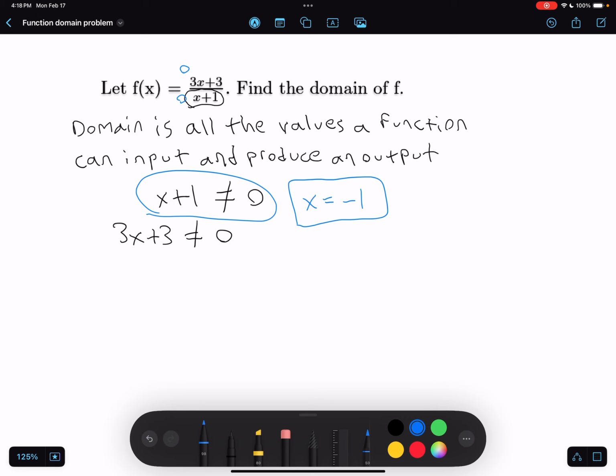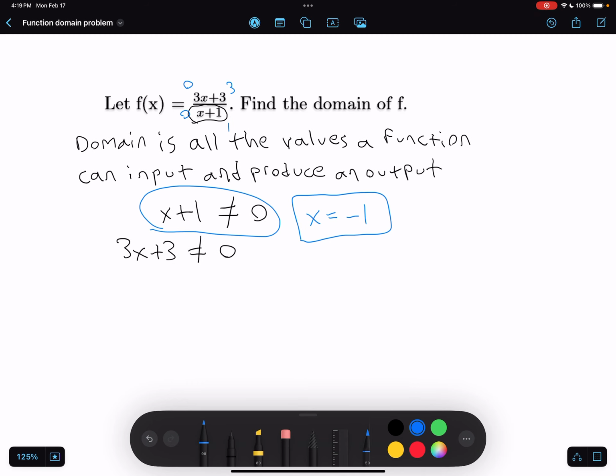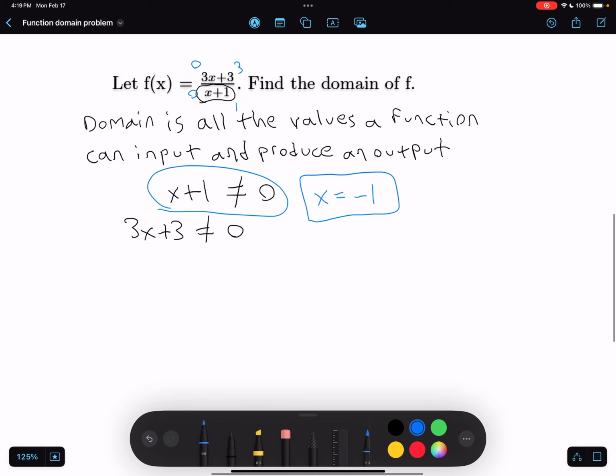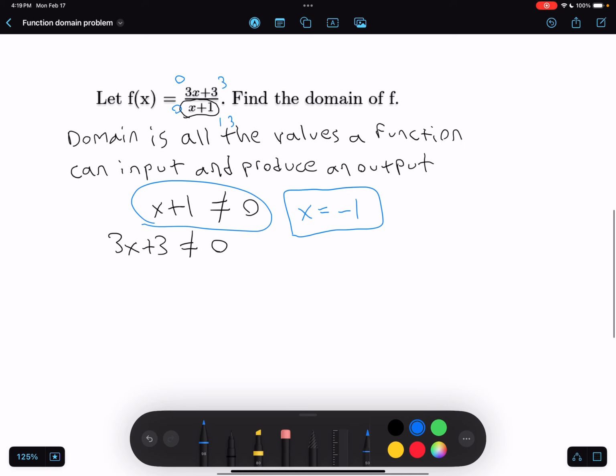If x is 0, for example, 0 + 1 is 1 on the bottom. On the top, 3 times 0 is 0, plus 3 is 3. In fact, for all other values of x, the function will always output the integer 3. If x equals 2, for example, 2 + 1 is 3 on the bottom, then 3 times 2 is 6, plus 3 is 9, and 9 over 3 is 3 again. So we've found our unsuitable value, just one value, x = -1, and we have to exclude that from the domain.